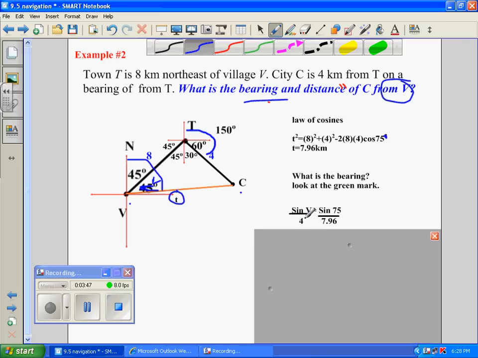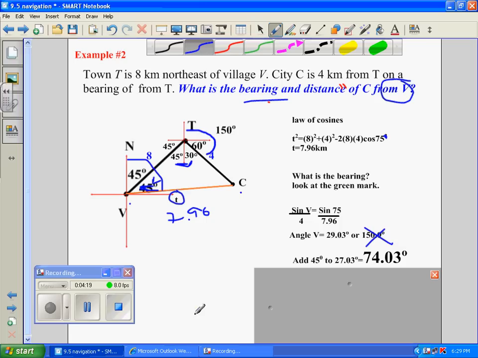Law of sines. Notice a pattern here. Sine of V over 4 equals sine of 75, this is the 75 here when you add the 45 and the 30, all over 7.96. What do you get? Well, you should get 2 solutions, 150.97 and 29.03 degrees. And obviously the 150 doesn't work because 150 and 75 is too much. So when you get 29.03 degrees, don't forget to add up.